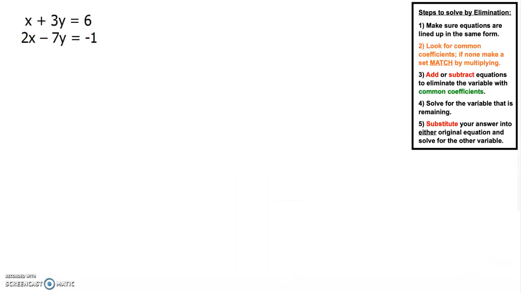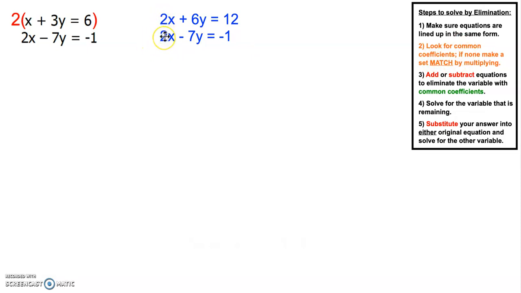So let's take a look at this system and solve it. We identified that we want to multiply this first equation by 2. So if we multiply that first equation by 2, we have to rewrite the system. It's going to change how it looks. 2x plus 6y is going to be equal to 12. I multiplied that entire equation by that 2. Now that we've done that, we notice we have those common coefficients. And now we can do elimination.